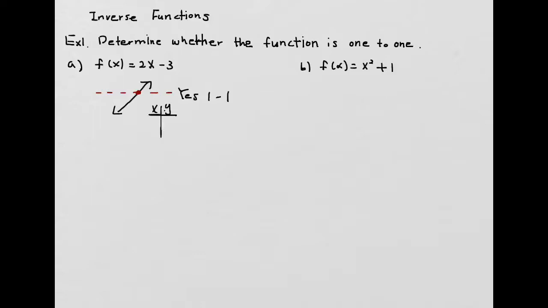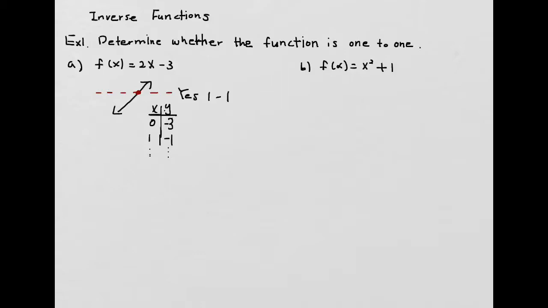So 1 x for 1 y. We can test maybe x equals 0. We're going to get negative 3. If we wanted to test 1, we get 1 times 2, and minus 3 is negative 1. So no matter what value you plug in, you're going to get a different y. That's why we have this line for the linear equation also, right? So no matter which way you're doing it, this is going to be a one-to-one function.